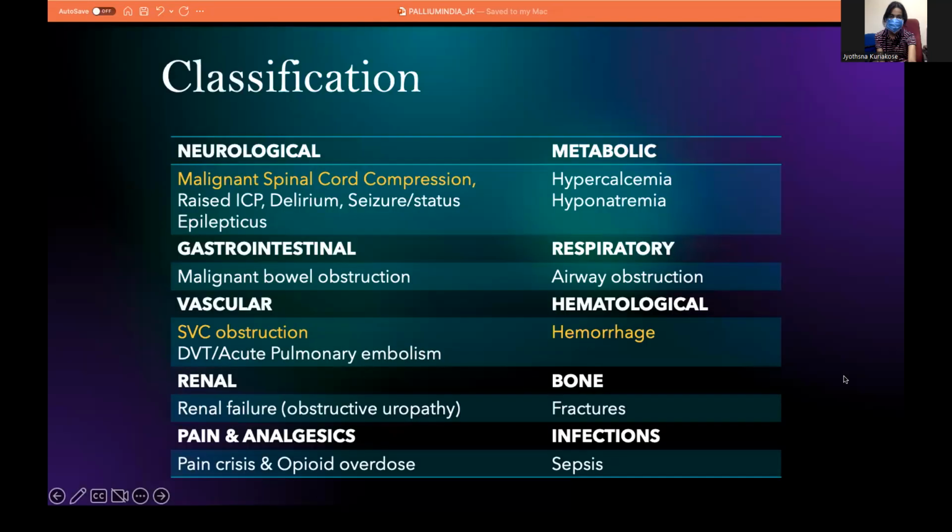There are a lot of emergencies that occur in the field of palliative medicine. Here we'll focus only on the oncological setting, and I'll cover only management in adult patients. Pediatric patients and non-oncological settings are out of scope of this session. Palliative care emergencies can be neurological, GI, vascular, renal, metabolic, respiratory, hematological, infections, or musculoskeletal emergencies like fractures. Within the next half an hour, we'll have a brief overview of three of these emergencies: malignant spinal cord compression, SVC obstruction, and hemorrhage.